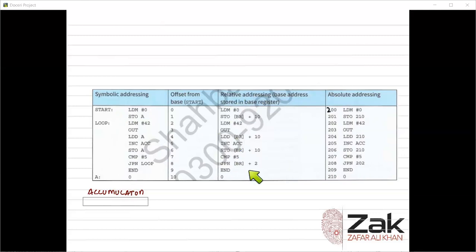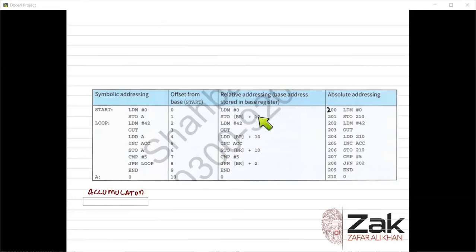So when a program is loaded, first instruction is regarded as instruction number 0. Second one is called 1. Third one is called 2. So this is base address 200. If it says 200 plus 10, basically this offset from the base is 10 over here. All right, so base register would have 200. 200 plus 10 becomes 210. So the 200 address itself is regarded as 0, and then 201 is regarded as first, and that is how it goes on.